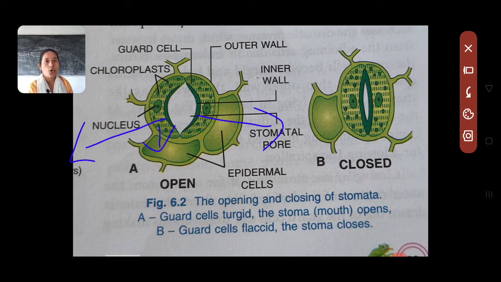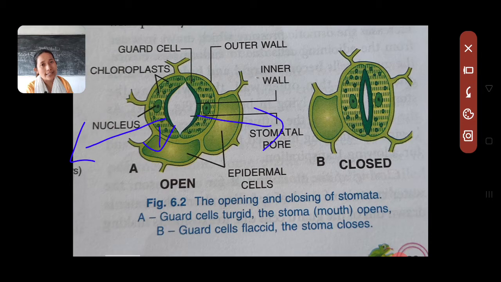They will draw potassium ions from the epidermal cell into the guard cells. So what is happening to the solute concentration because of drawing the potassium ion into the guard cell? Solute concentration is increasing, right? So what kind of condition is being formed there? Hypertonic solution is being formed. Hypertonic means more amount of solute as compared to water.